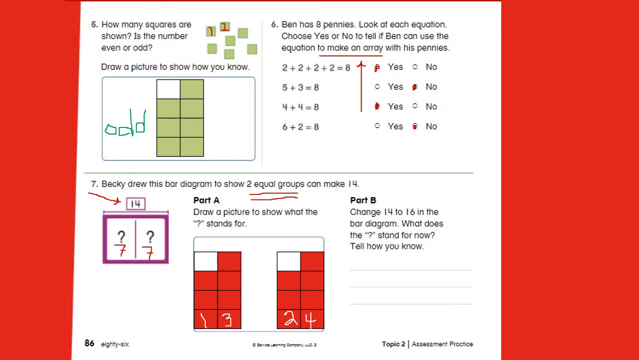Now part B says, change the 14 to 16 in the bar diagram. What does the question mark stand for now? Well, it's 8, because 8 plus 8 equals 16. Okay, so if you know your doubles facts, you won't have any problem here. Okay, draw everything out if you need to. Even though it's a test, you can use your counters. You can use all of those things. It's not a problem.